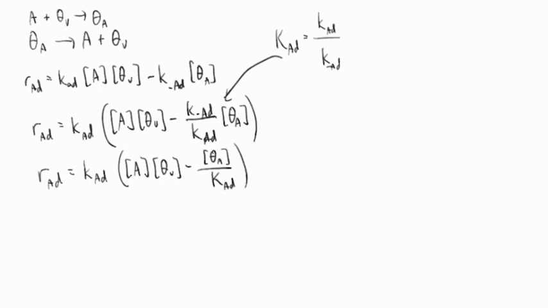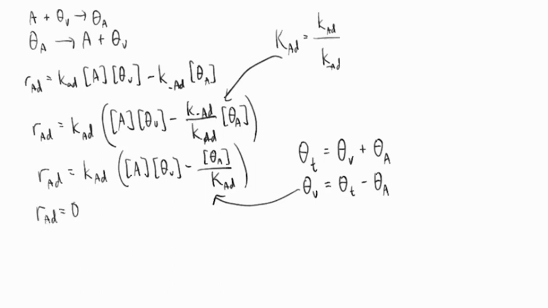At this point, we can also incorporate our site balance. Our site balance is: all of the total active sites is equal to all of the vacant active sites plus all of those active sites with adsorbed A. Using our site balance, we can express the concentration of our vacant sites in terms of the total concentration and the concentration of those with adsorbed A. We will be substituting this into our expression here along with another assumption of equilibrium. So at equilibrium, the overall rate of adsorption is equal to 0. That gives us our simplified equation: concentration of A times concentration of theta V is equal to concentration of theta A over K adsorption.